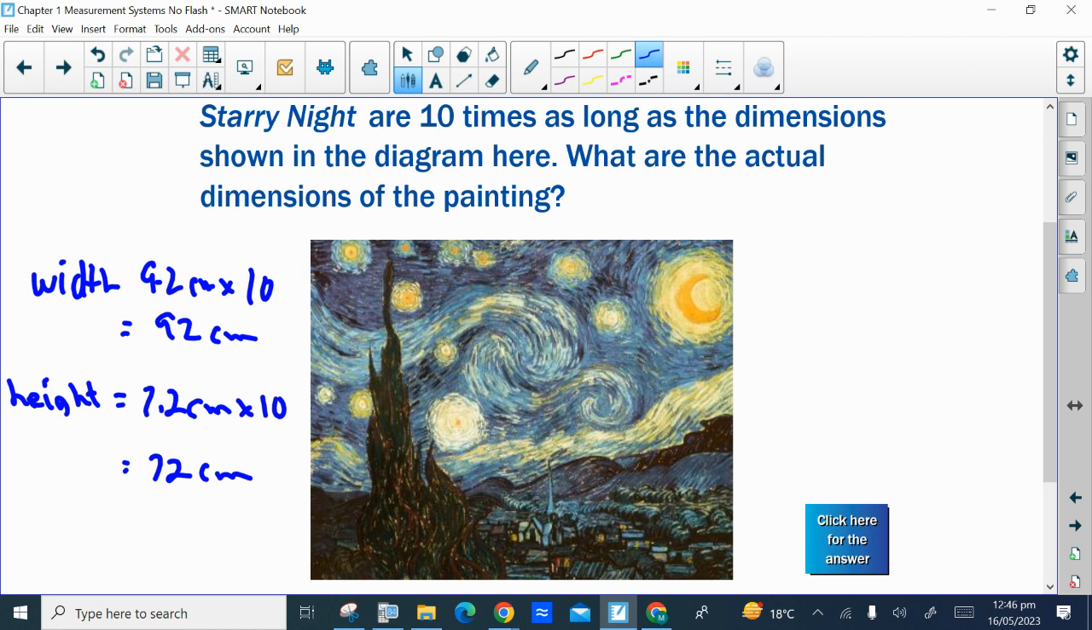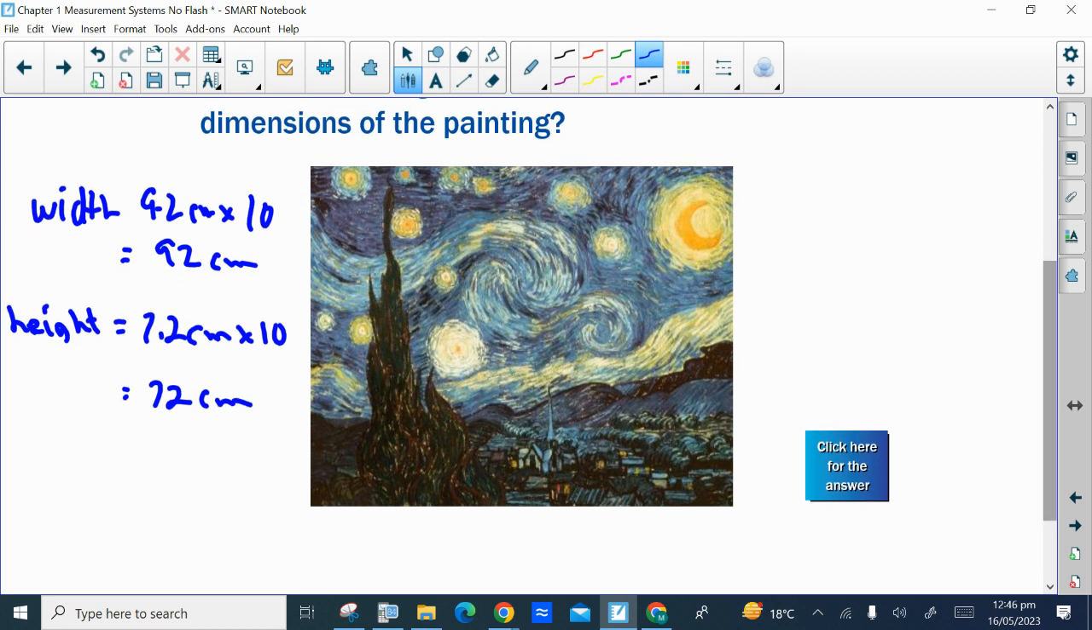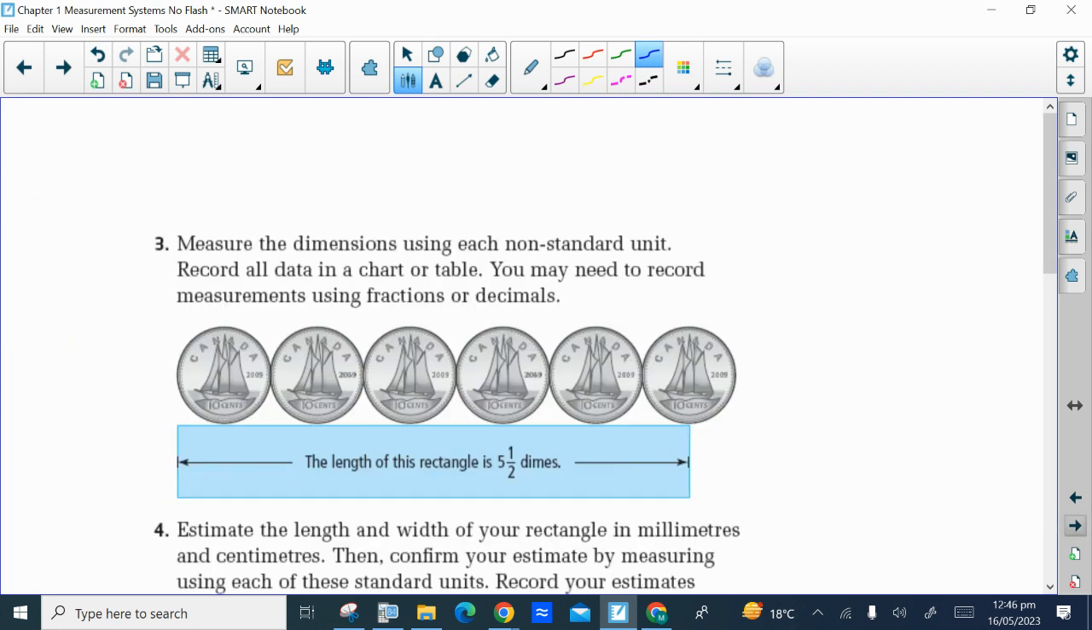We're going to see some cases later on where we might have three dimensions, where it's a three-dimensional object. Again, you would multiply all of the dimensions by the scale factor. So in this case, this would be a scale factor of 10, because that's what all the dimensions are multiplied by.